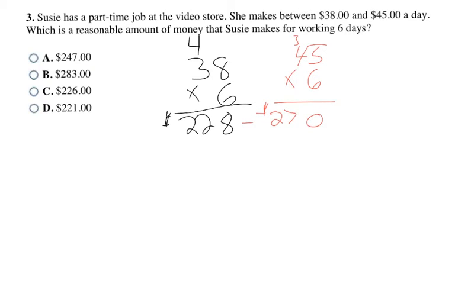So I'm going to look over here at my answers and look for numbers that are between 228 and 270. So 247 is between those two numbers. 283, that's too big. It's above 270. 226, that's less than 228, so it can't be that one. And the same with 221, it's less than 228. So that's going to make my final answer A.